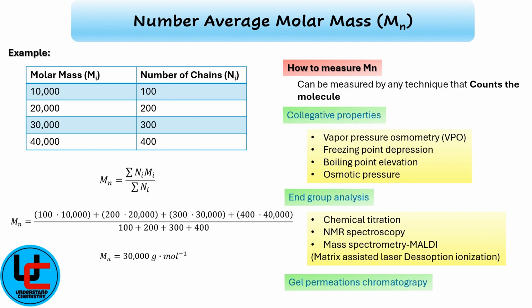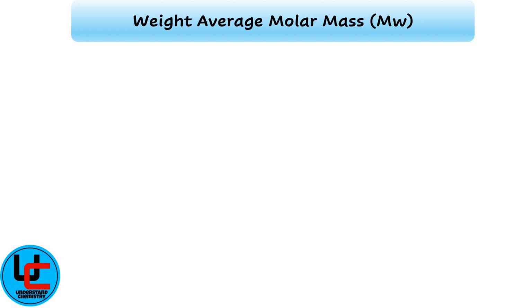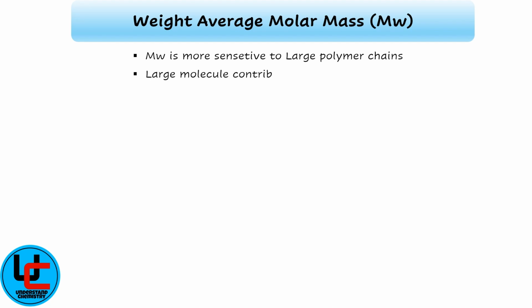The number average molar mass can be calculated from the resulting molecular weight distribution. Now, let us talk about weight average molar mass. Unlike the number average molar mass, which gives equal weight to each polymer molecule, regardless of its size, the weight average molar mass places greater emphasis on the larger molecules.